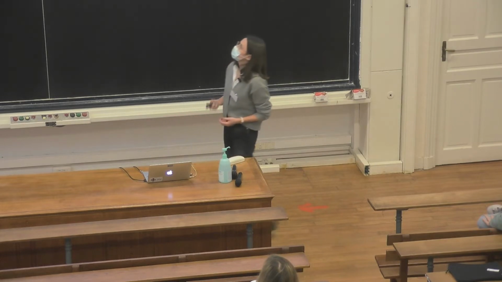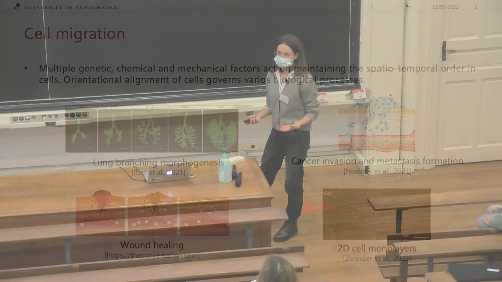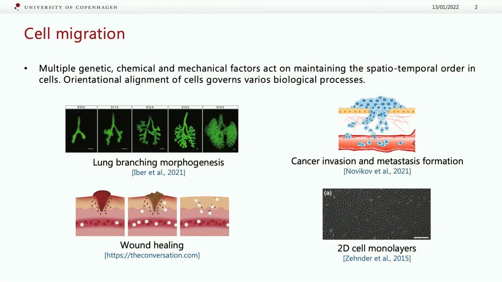So the key interest in our group is cell migration. It is governed by multiple genetic, chemical, and mechanical factors, and still not very well understood. It takes an important role in various different biological processes, such as development, wound healing. It is present in pathological conditions, such as cancer metastasis. And it's also a thing that happens in vitro experiments.